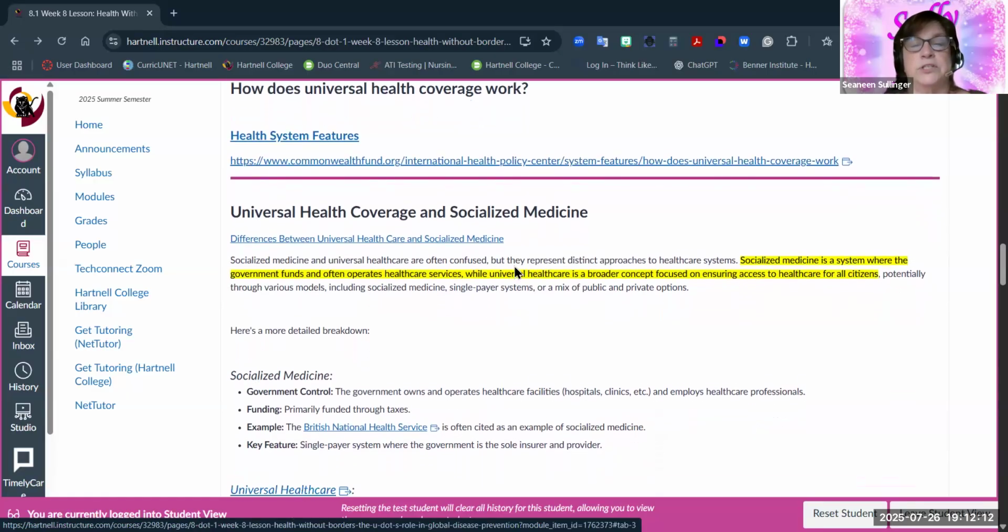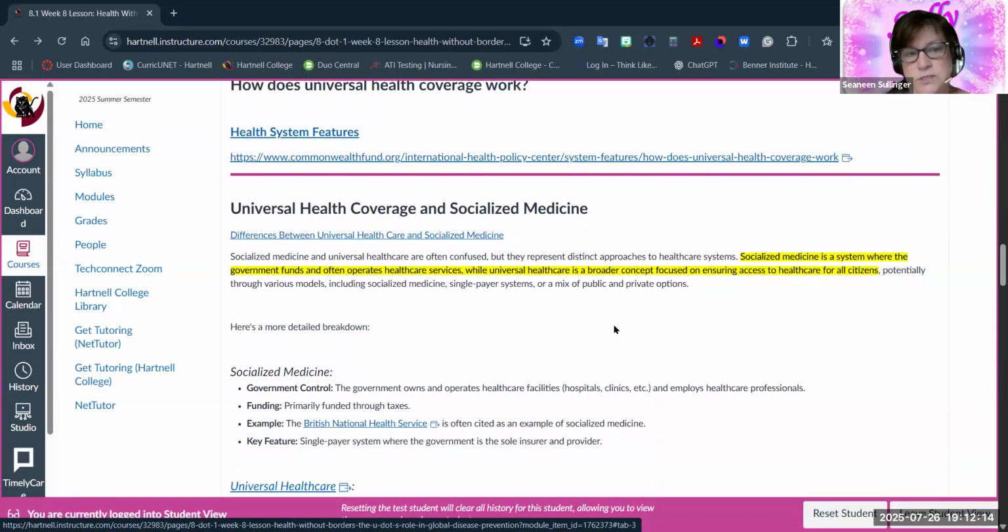So universal health coverage and socialized medicine. One of the questions that we get is, what is the difference? Aren't they the same thing? They're often confused, but they're actually distinct approaches to healthcare systems. Socialized medicine is a system, as this says, where the government funds and often operates healthcare services, where universal healthcare is a broader concept focusing on ensuring access to healthcare for all citizens, using different models.